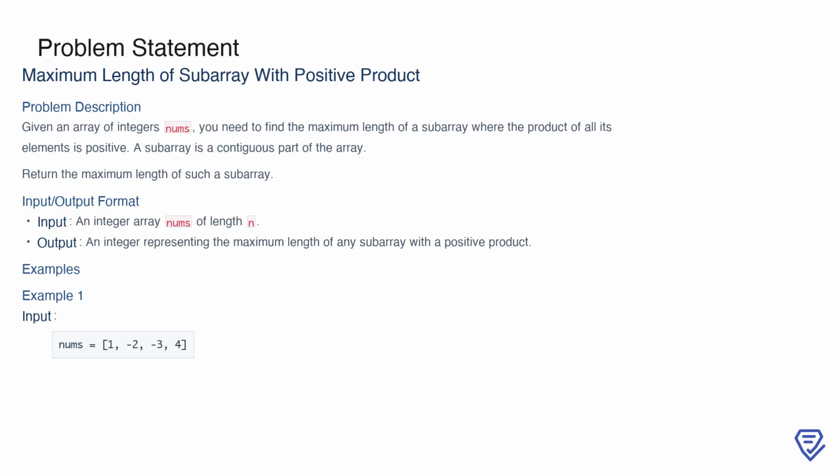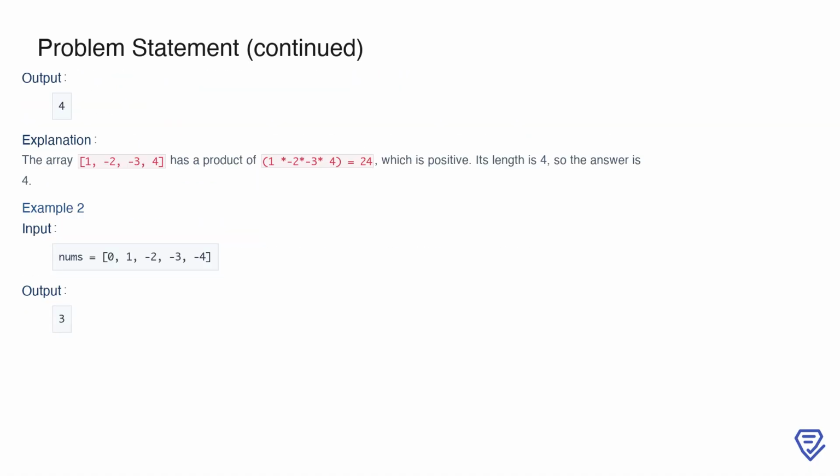Let's explore some examples to better understand the problem. In the first example, we are given the array 1, -2, -3, 4. The product of all the elements in this array is positive, calculated as 1 * -2 * -3 * 4 equals 24. Since the product is positive and the entire array is contiguous, the length of this subarray is 4. Thus, the output for this example is 4.